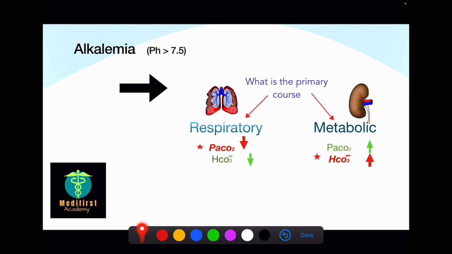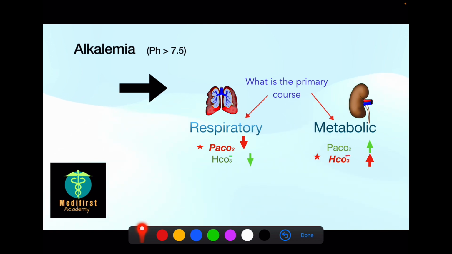Then you have to once again go and find what is the primary cause behind this alkalemia. It could be respiratory alkalemia, as well as it could be metabolic alkalemia. How are you going to differentiate respiratory alkalemia from metabolic alkalemia? You have to look at the partial pressure of carbon dioxide and the bicarbonate level also. If your partial pressure of carbon dioxide is low, your pH will be pushed toward the alkalemia side. Then we call that a respiratory cause of alkalemia.